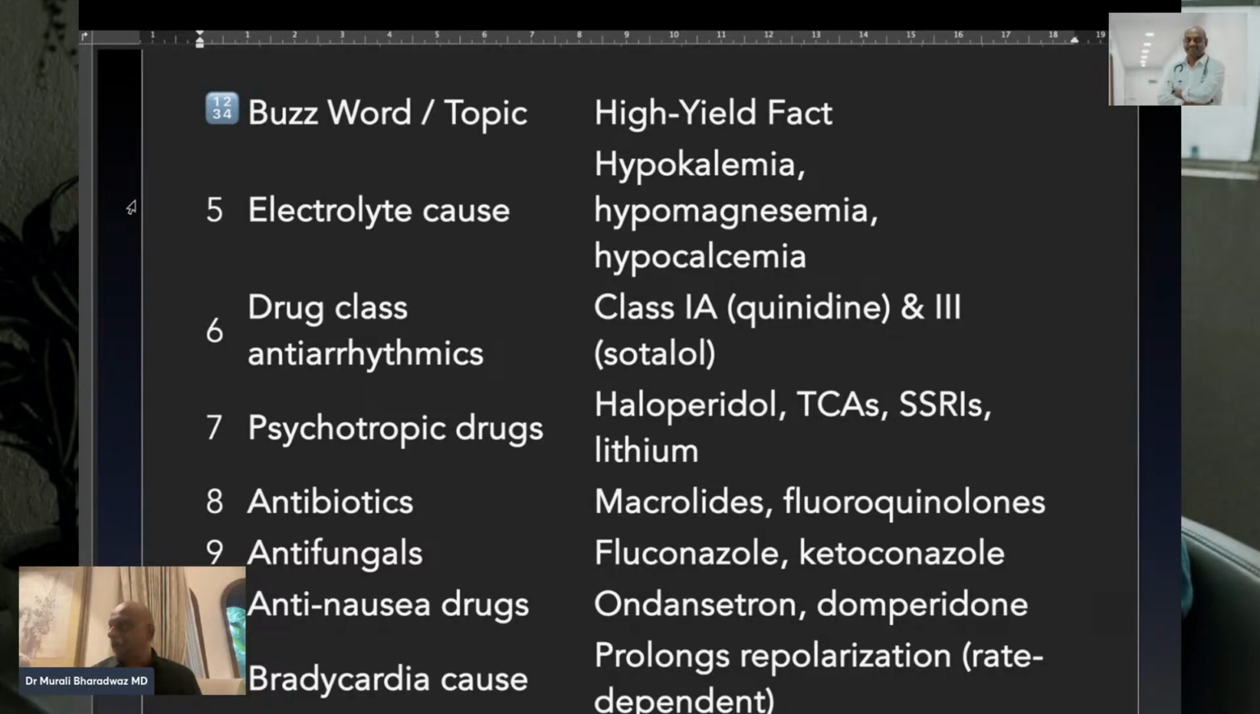So once more, for all antiarrhythmics: what are their classes, mechanism of action, one or two side effects, and will they affect the PR interval or not? Right.